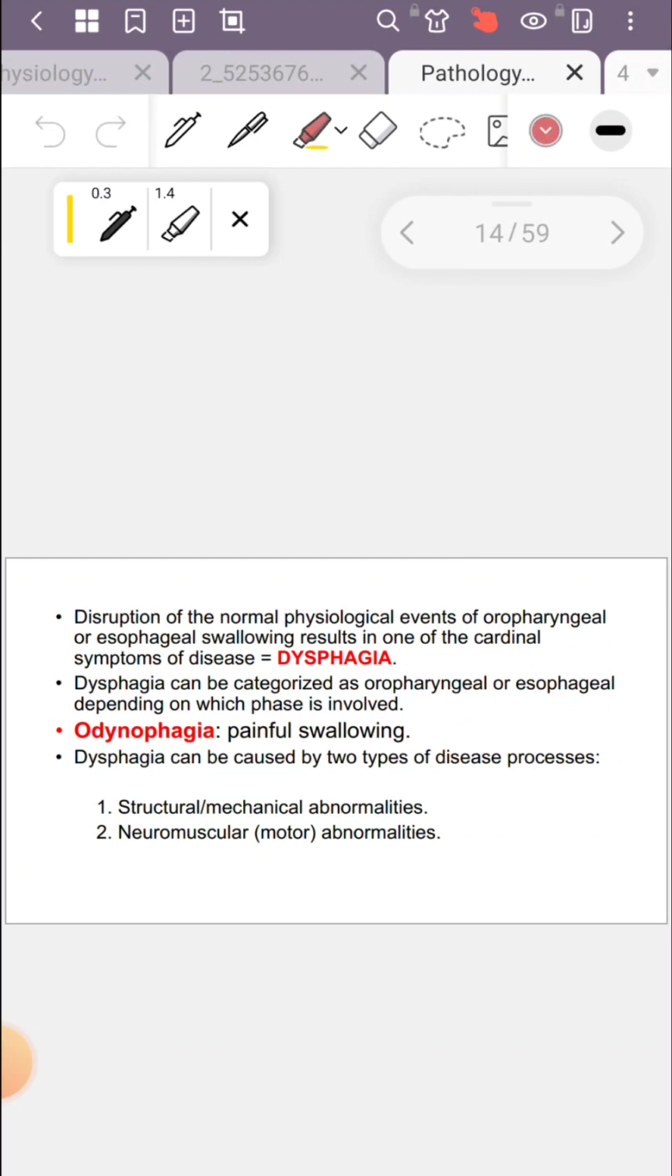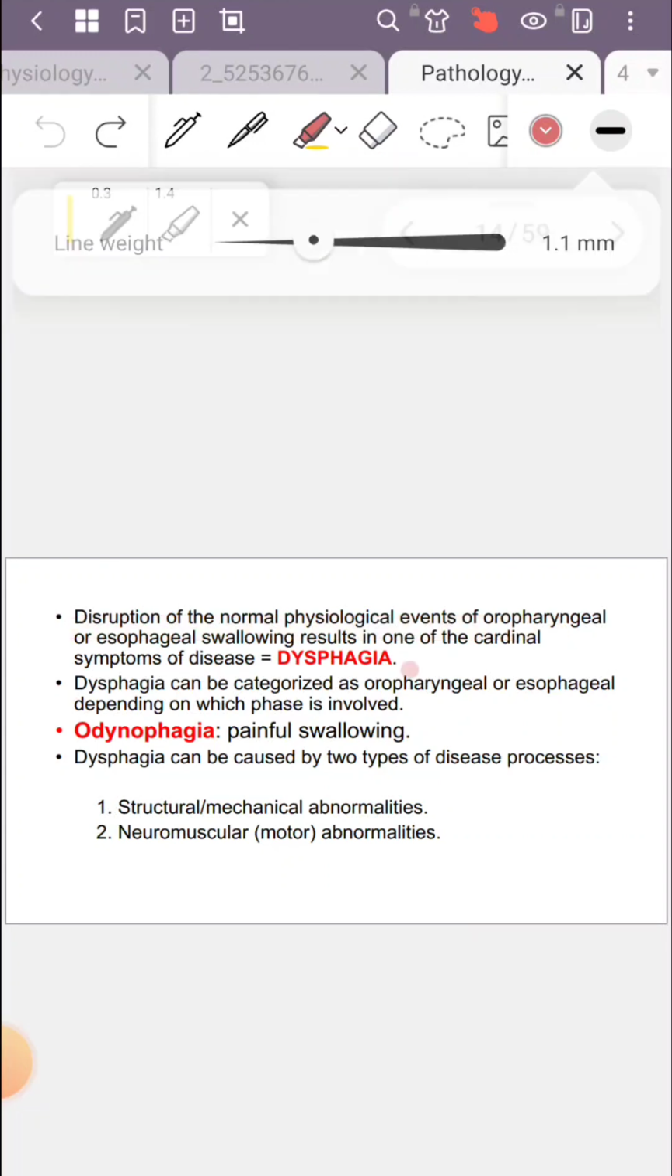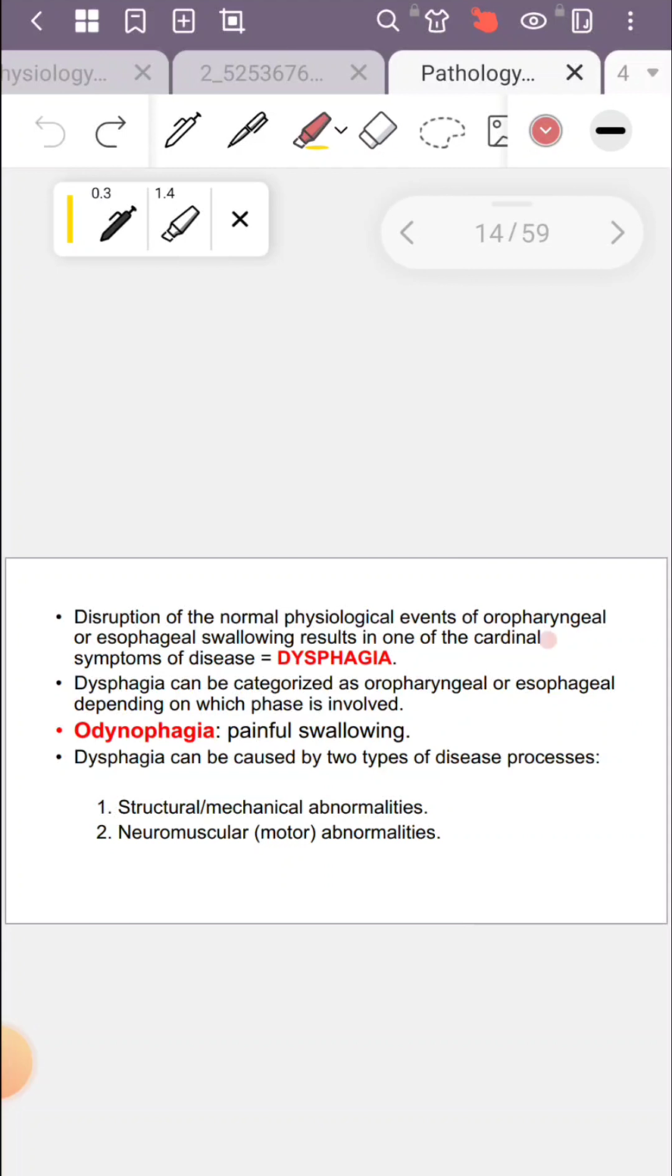Swallowing is an important function of the esophagus, and this is enhanced by normal peristaltic movement. Dysphagia is a symptom of many esophageal pathological disorders, whether congenital, inflammatory or neoplastic. Odynophagia means painful swallowing.